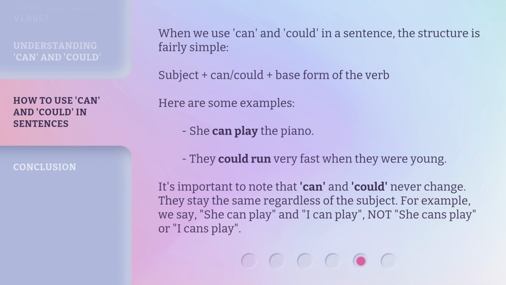When we use can and could in a sentence, the structure is fairly simple. Subject plus can, could plus base form of the verb. Here are some examples. She can play the piano. They could run very fast when they were young. It's important to note that can and could never change. They stay the same regardless of the subject. For example, we say, she can play, and I can play, not, she cans play, or, I cans play.